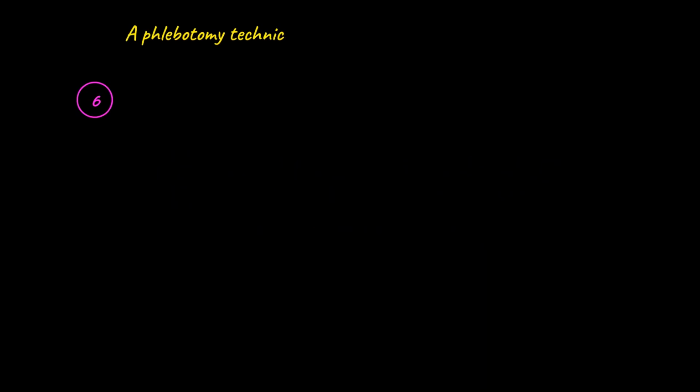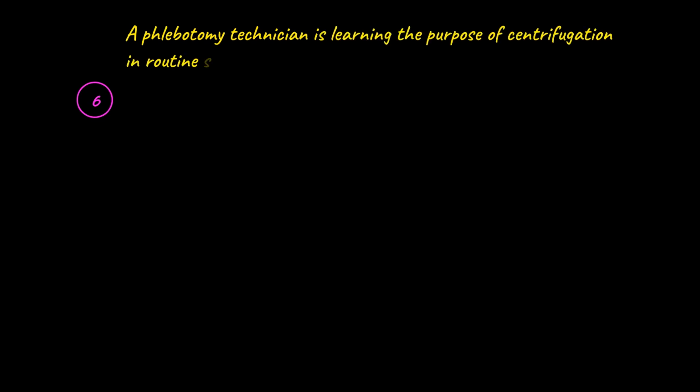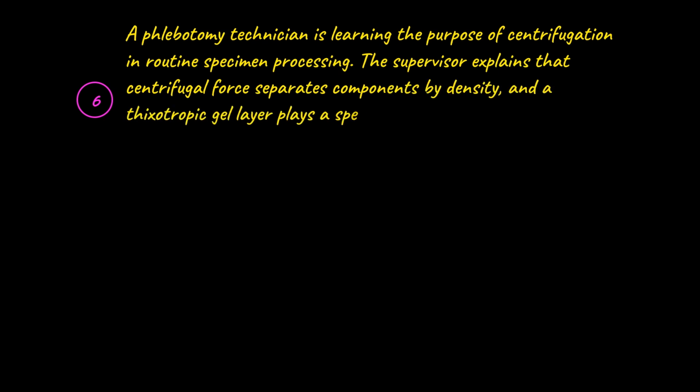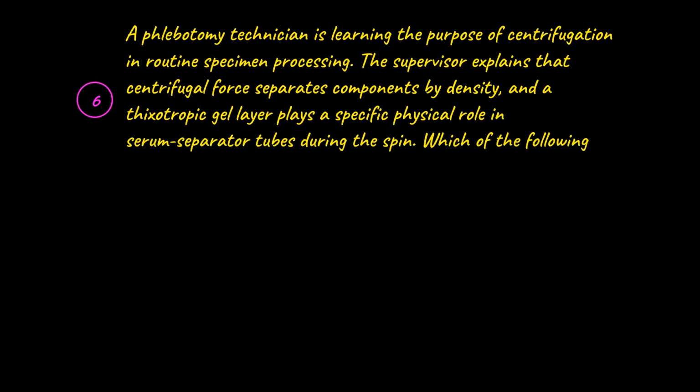Question 6. A phlebotomy technician is learning the purpose of centrifugation in routine specimen processing. The supervisor explains that centrifugal force separates components by density, and a thixotropic gel layer plays a specific physical role in serum separator tubes during the spin. Which of the following best describes that role?